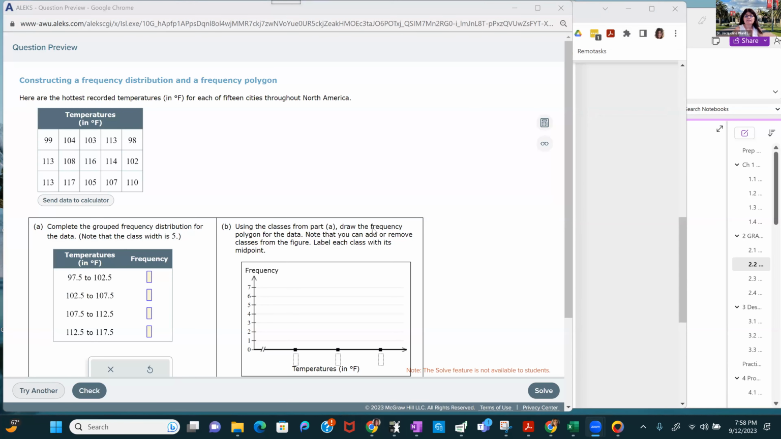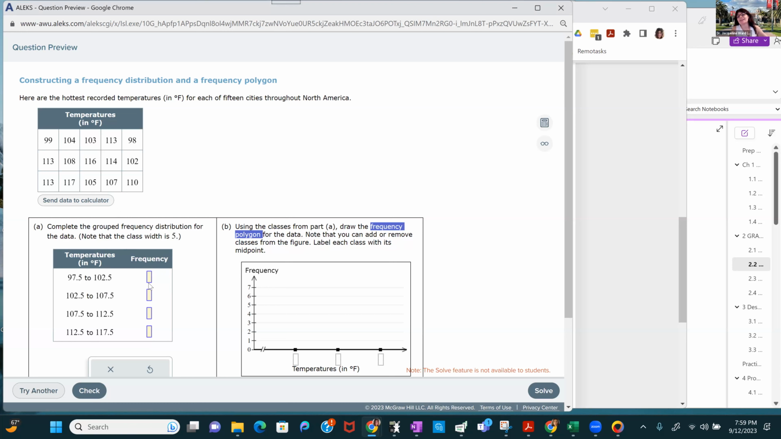All right, so here you're asked to draw the frequency polygon. Here are the hottest recorded temperatures in degrees Fahrenheit for each of 15 cities throughout North America. Complete the grouped frequency distribution, and then using the data from part A, draw the frequency polygon. Okay, so first we're just going to count how many are in each class. Note the class width is 5. 97.5 plus 5 is 102.5. 102.5 plus 5 is 107.5.